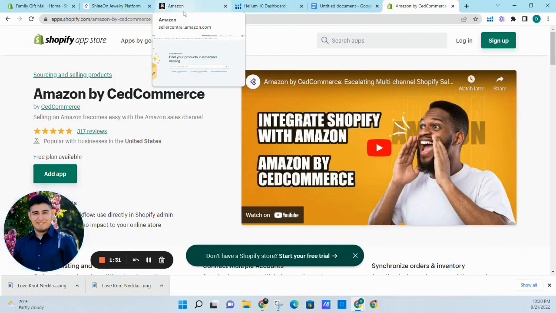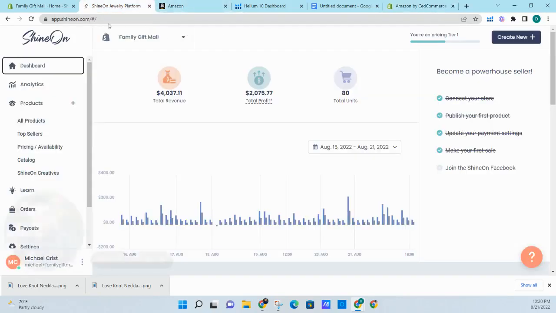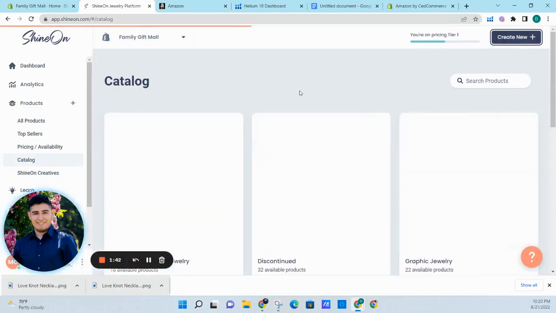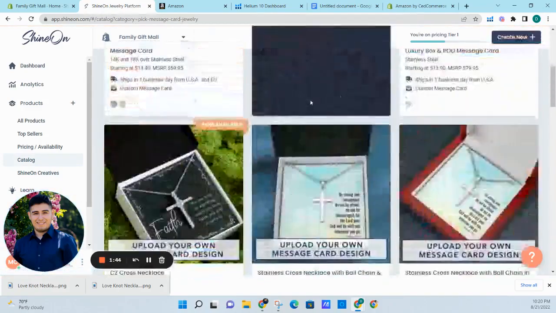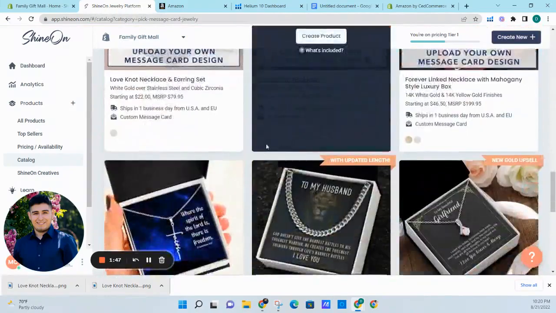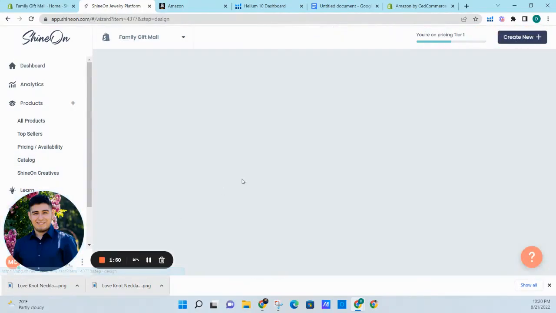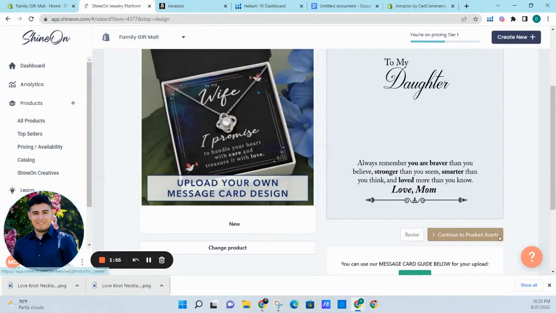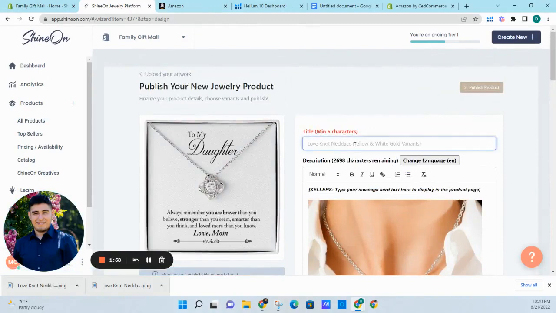Now, in order to create your first listing on Amazon, you first need to create your listing in the ShineOn app. So what we're going to do is create a new product. We'll search for the best necklace that you think is selling, as well as the best design. I'll name it something like "To My Daughter, Braver Love Knot Necklace Gift Set."